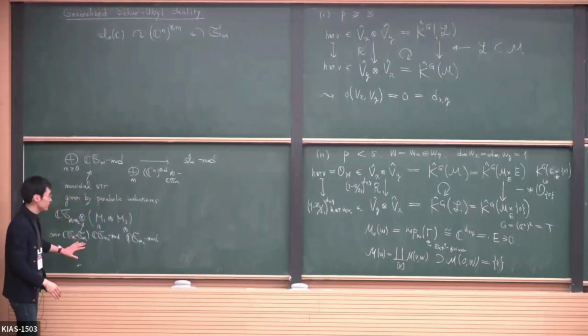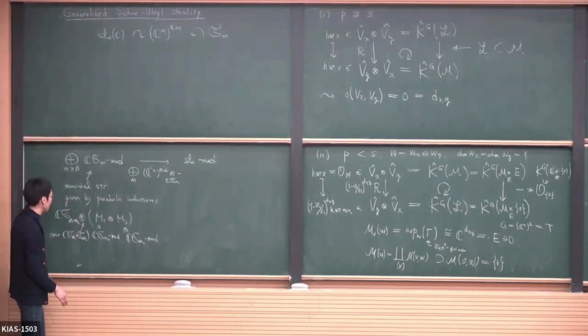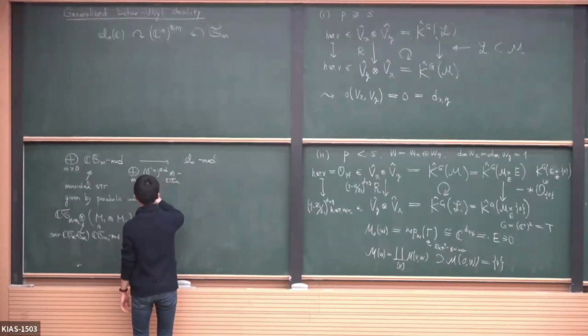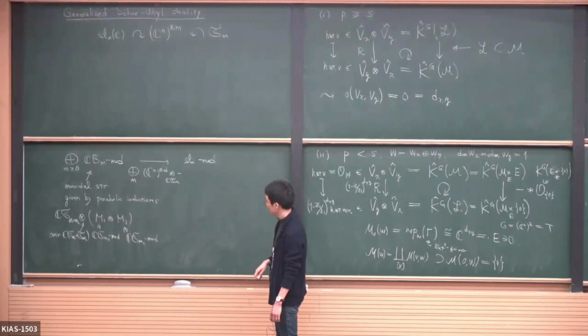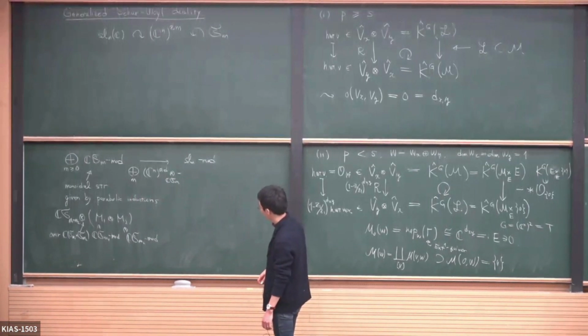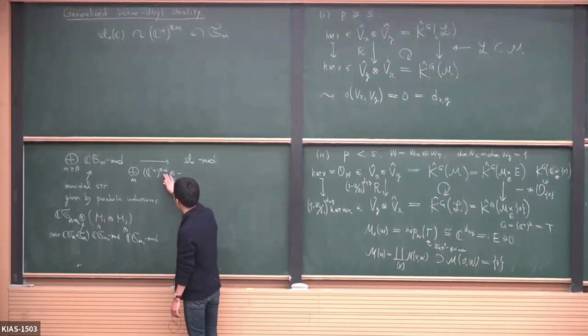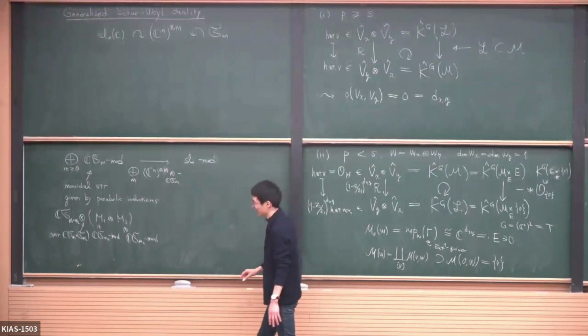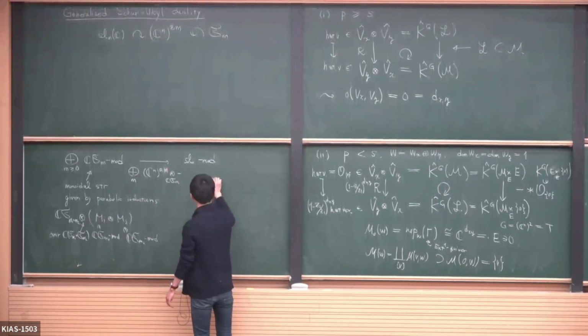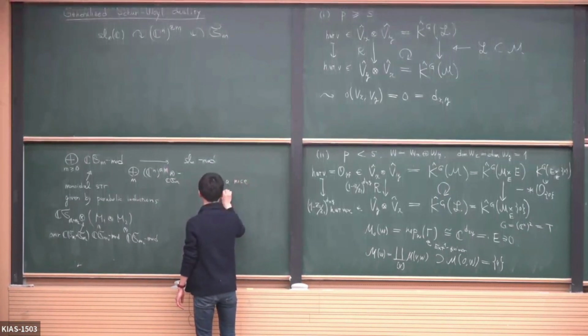So here we have a monoidal structure, and here we have a monoidal structure, and this functor, where is T? Sorry, this is M. Sorry, this is a mistake. Thank you very much. And this is a monoidal functor. This gives a nice monoidal functor.